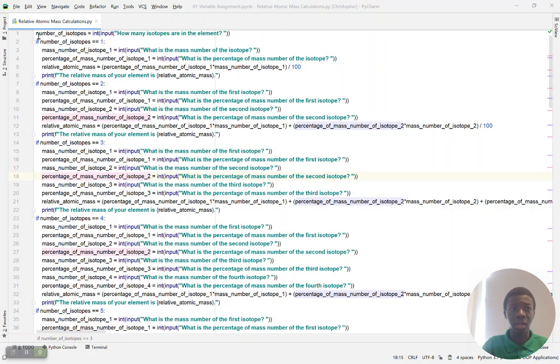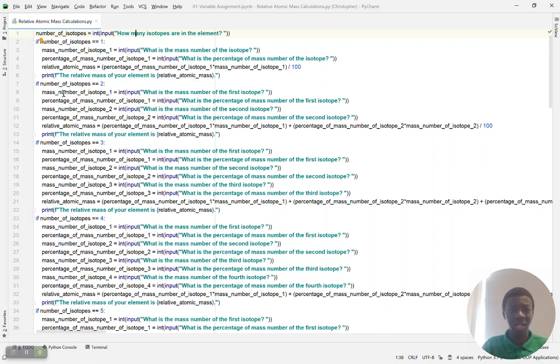So here it is, the number of isotopes. The input must be in an integer form. That means it must be only a number, and this is even in a percentage. If you like, you can also put it in float. So if the number of isotopes equals 1, the mass number of the isotope is an integer input: what's the mass of the isotope? Then what's the percentage of the mass number of the isotope? So it's basically the relative atomic mass is the percentage of the mass number of the isotope times the mass number of the isotope over 100. And that should give you your relative atomic mass.